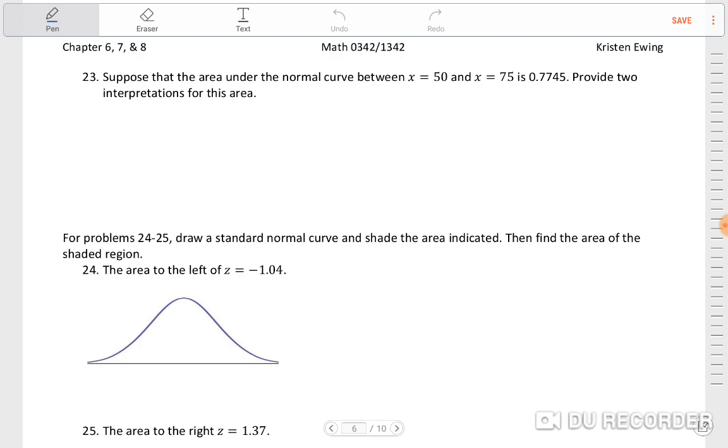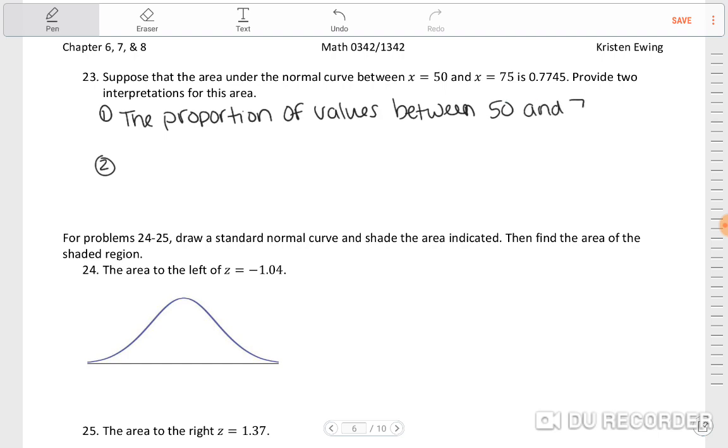Suppose that the area under the normal curve between x equals 50 and x equals 75 is 0.7745. Provide 2 interpretations for this area. Okay. I'll give you a hint. There's only one of these on the test, and it's the previous one. But I will also give you these interpretations. So the first one, the proportion of values between 50 and 75 is 0.7745.